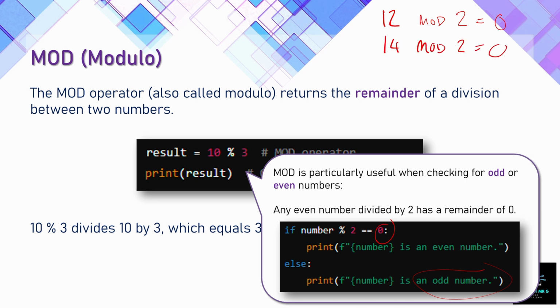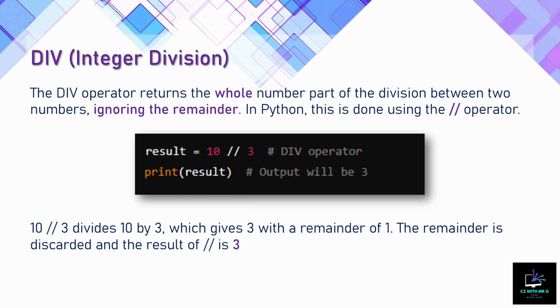And this would go on infinitely for all even numbers in our number system. Next, we have div, also known as integer division or floor division. And div simply gives us back the whole number part of the division, ignoring the remainder and ignoring any decimal points after the calculation has been done.